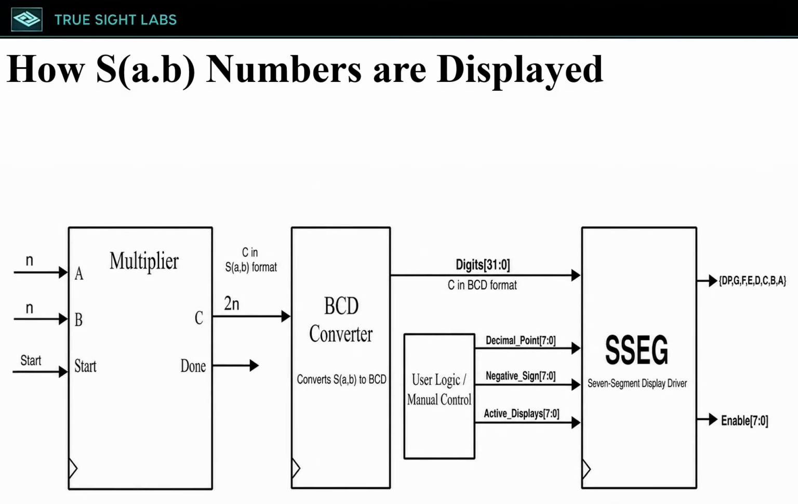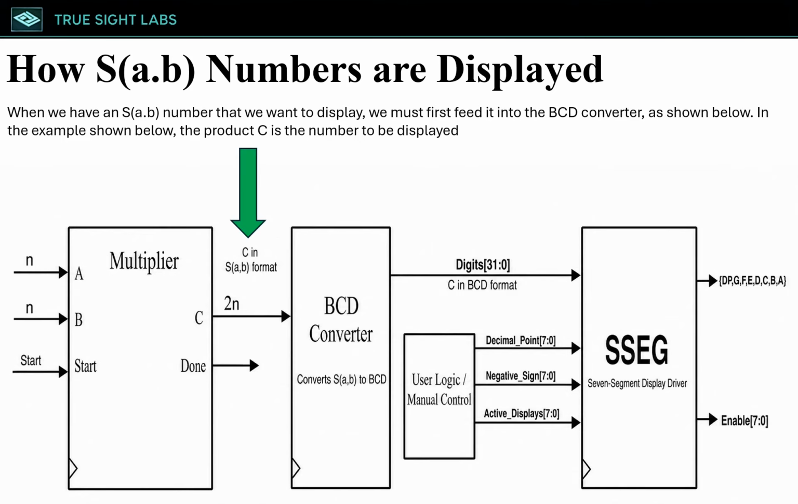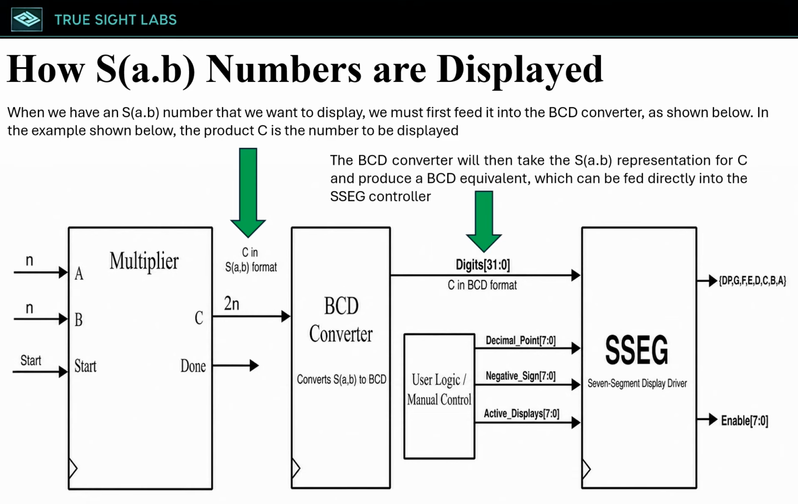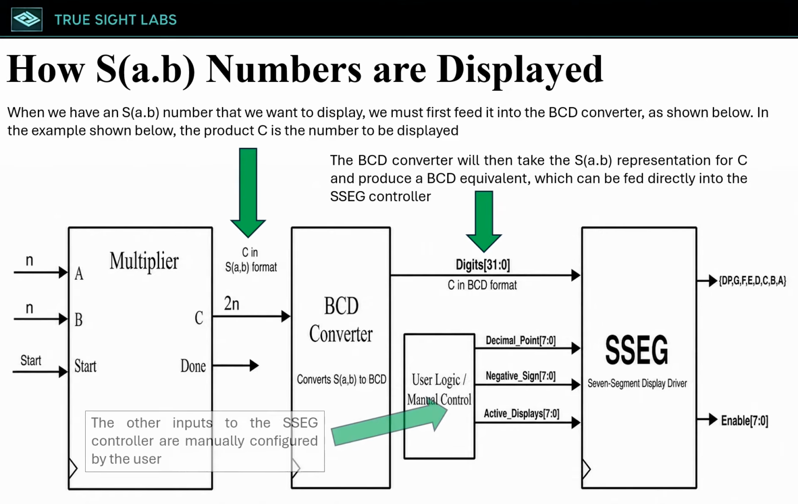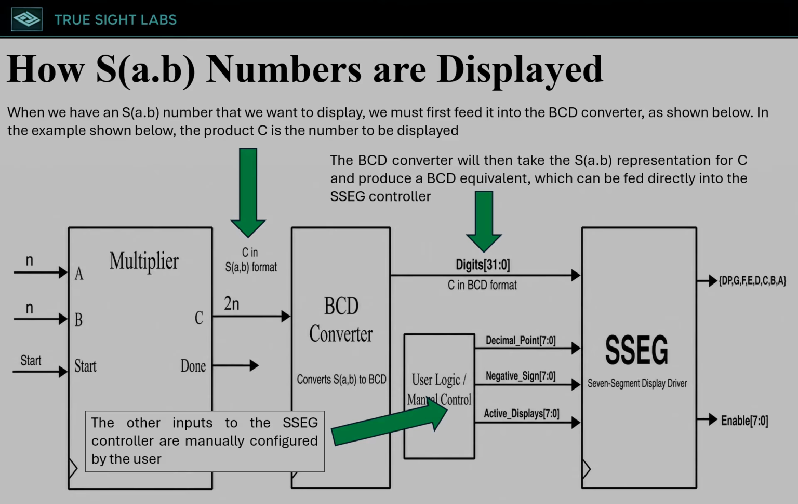So this here shows the entire process. When we have an SSEG number that we want to display, we must first feed it into the BCD converter, as shown below. In the example shown below, the product C is the number to be displayed. The BCD converter will then take the SSEG representation for C and produce a BCD equivalent, which can be fed directly into the 7-segment controller. The other inputs to the 7-segment controller are manually configured by the user.